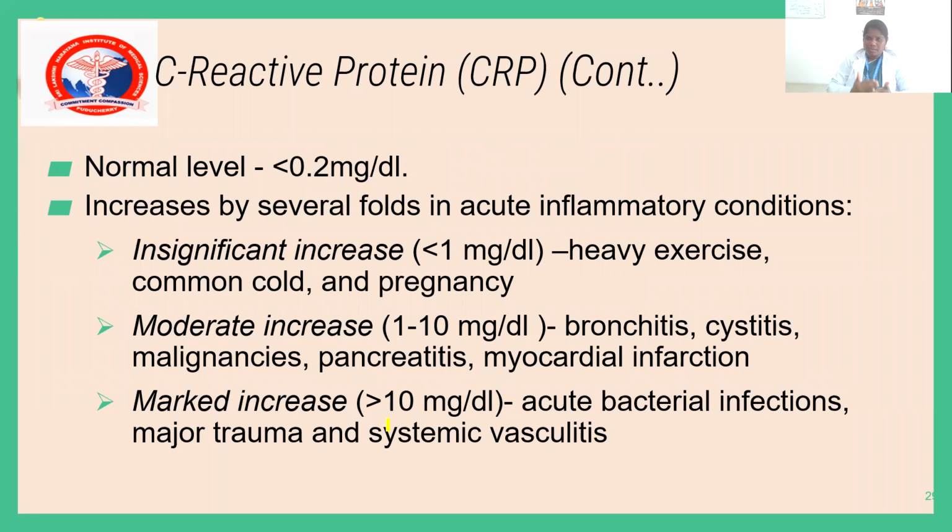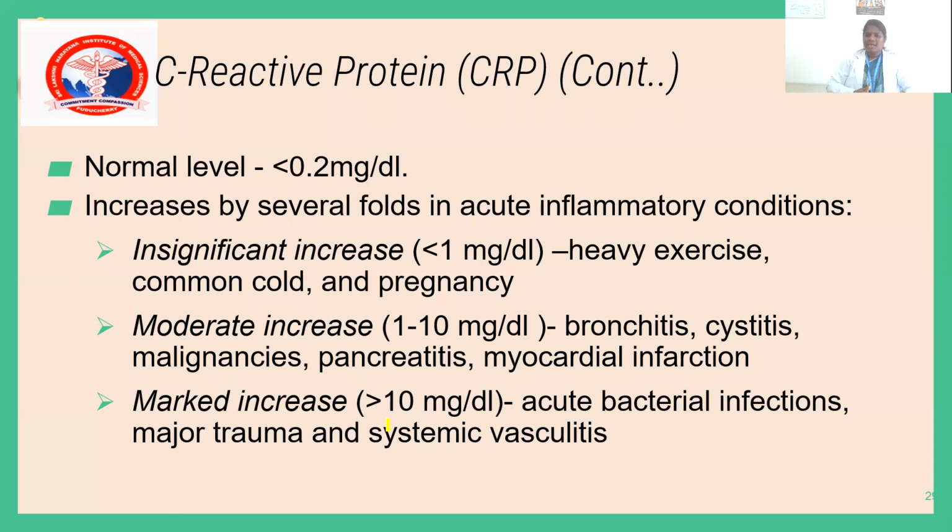Coming to the other point, when its level goes beyond 0.2 milligram per deciliter, it is called abnormal. Why is there a cutoff value? Because, as I already told you, it is synthesized by the liver, so normally some amount will be present, that is 0.2 milligram. If it goes more than 0.2, that is the range where you can say it is abnormal. So they have a cutoff value of 0.6. When it goes to more than 0.6, it indicates a positive result.